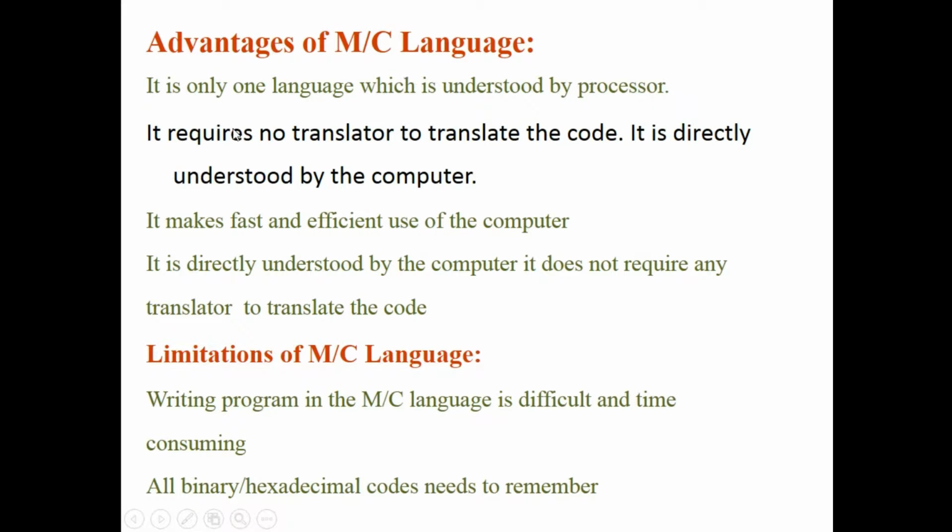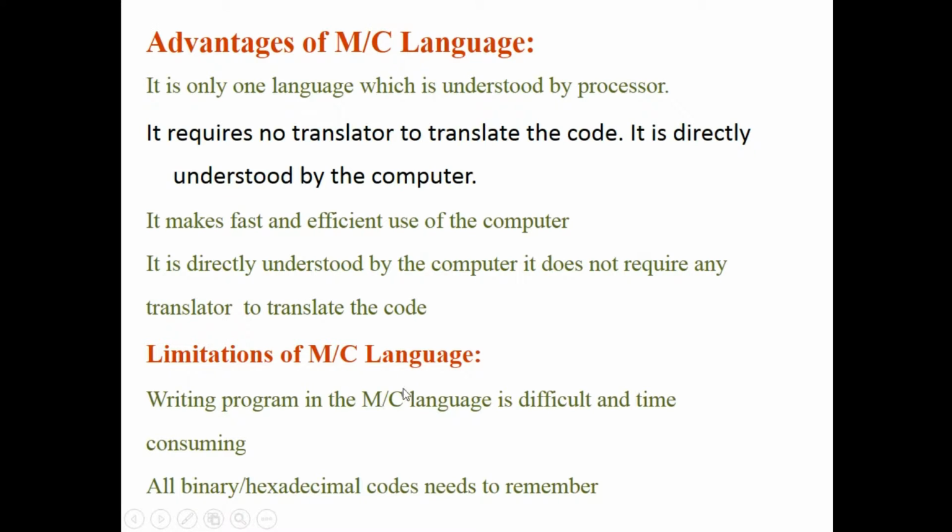Advantage of machine language: it is the only language which is understood by the processor. It requires no translator to translate the code into any other language because it is directly understood by the computer. It makes fast and efficient use of the computer. It is directly understood by the computer. It does not require any translator to translate the code.